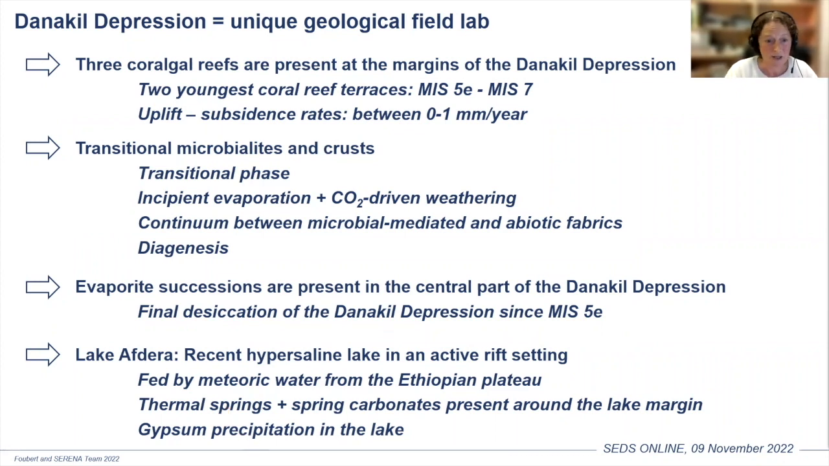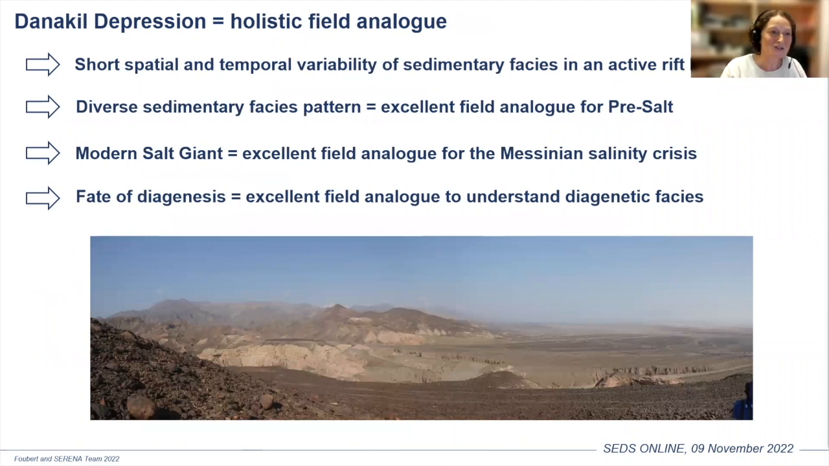So with that, I wanted to show you that the Danakil Depression is a very nice holistic field analog for understanding rift sediments. You see a very diverse sedimentary facies, having a very short spatial and temporal variability, in this active rift basin. That diversity in sedimentary facies patterns means it could be an excellent field analog for understanding everything which is called in industry often the pre-salt. But it's also a modern salt giant. With that, it's an excellent field analog to understand the Messinian salinity crisis, for example.